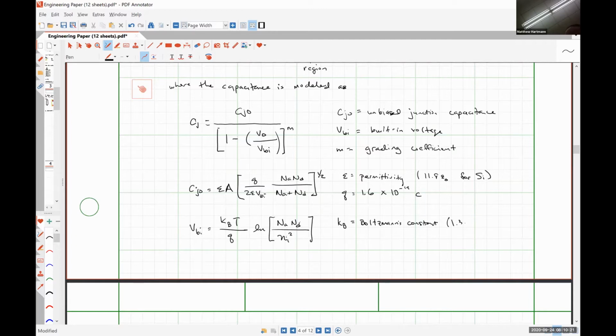So KB, Boltzmann's constant, is 1.381 times 10 to the negative 23 electron volts per degree Kelvin. NI is the intrinsic concentration, which some textbooks have different values, so the one that we're going to use specifically is 1.45 times 10 to the 10.